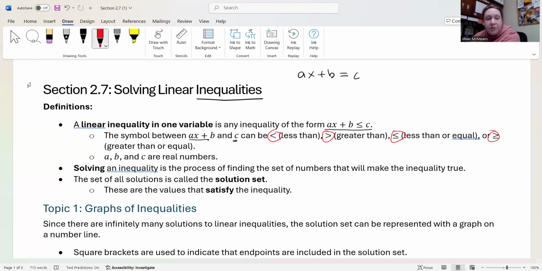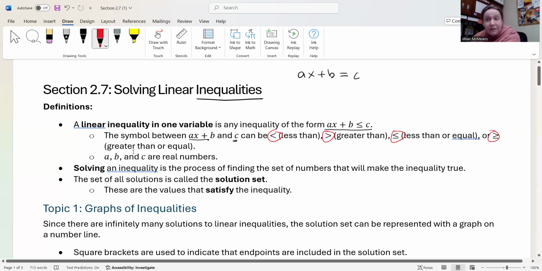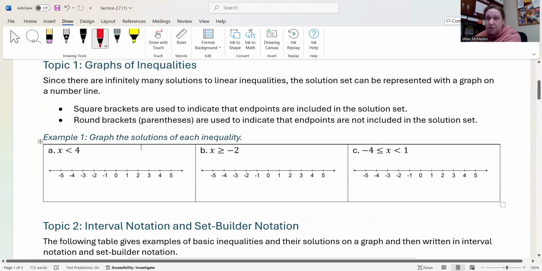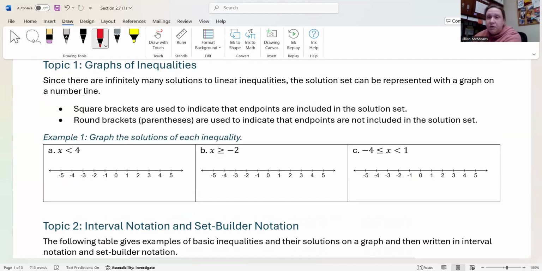Okay, so for topic one, the first thing we need to talk about is the graphs of inequalities. Okay, because we are dealing with a set of solutions, it's no longer just a single value, it's a whole interval of numbers. We need to know how to represent that visually. Okay, so since there are infinitely many solutions to linear inequalities, the solution set can be represented with a graph on a number line, and that is very frequently how we will represent our solution.